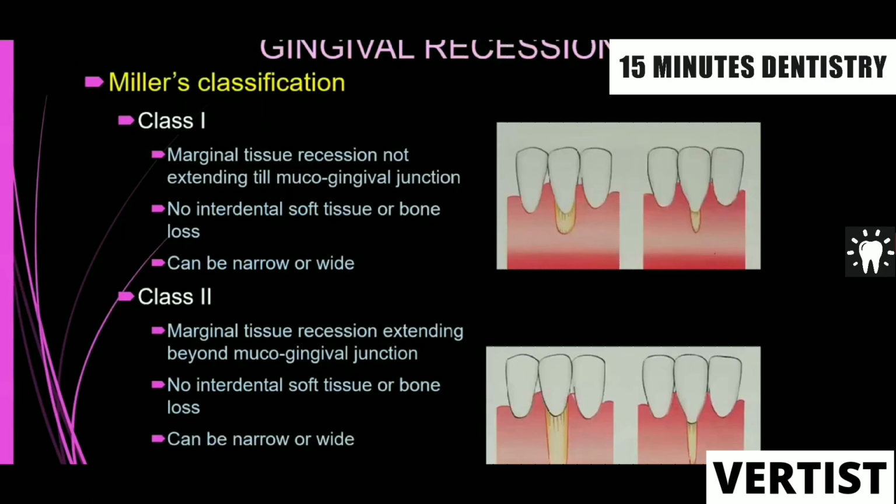So how do you classify recession? Sullivan and Atkins have given the classification like shallow narrow, shallow wide, deep narrow, deep wide, and Miller has further classified as class 1. Here the marginal tissue recession does not go beyond the mucogingival junction, and it can be narrow or wide. At the same time, it has to be shallow, with no interdental soft tissue or bone loss. Whereas in class 2, the marginal tissue recession is extending beyond the mucogingival junction, with no interdental soft tissue or bone loss, and can be narrow or wide.